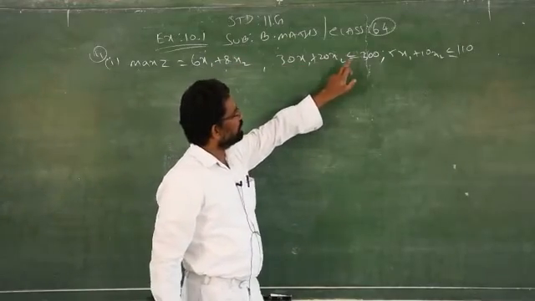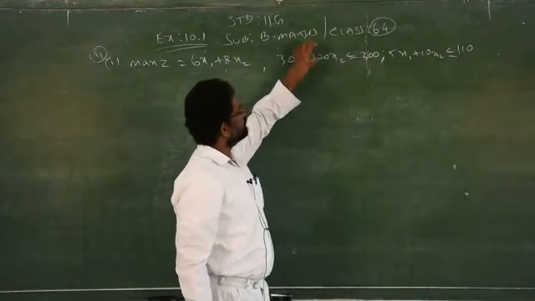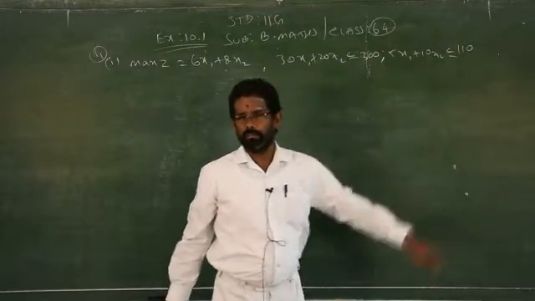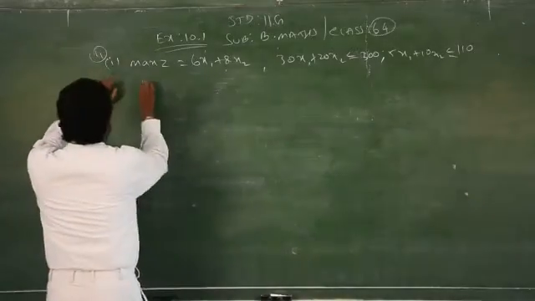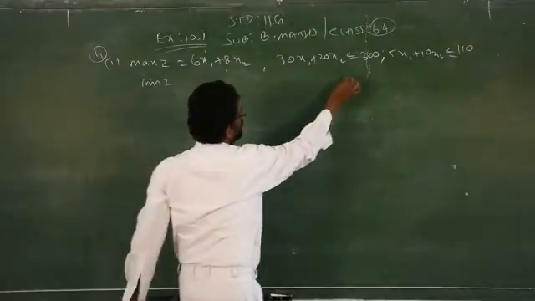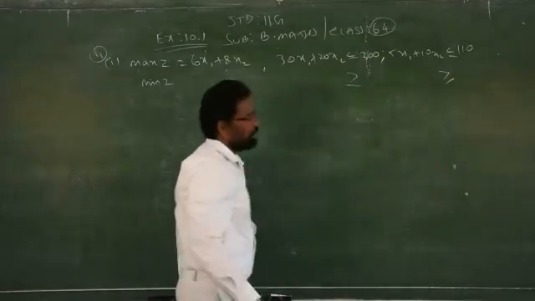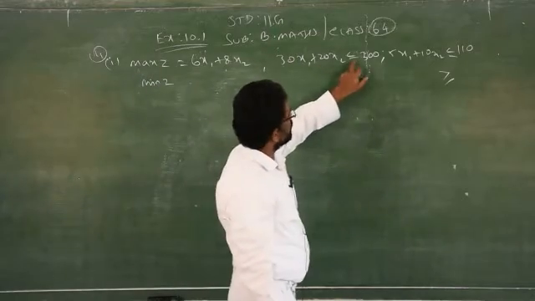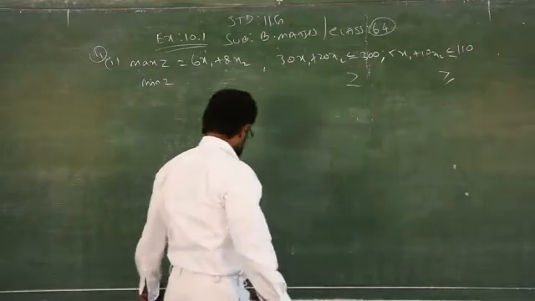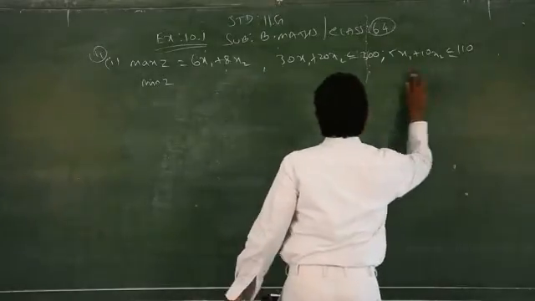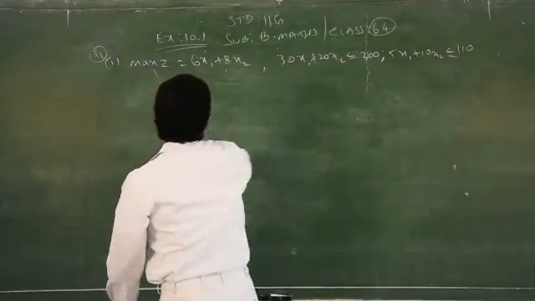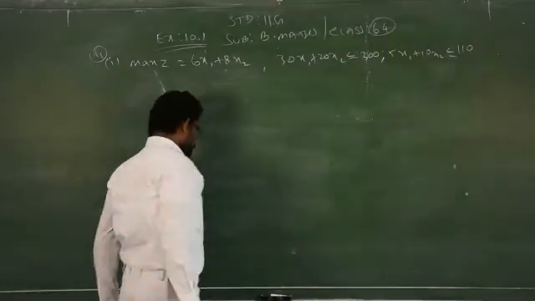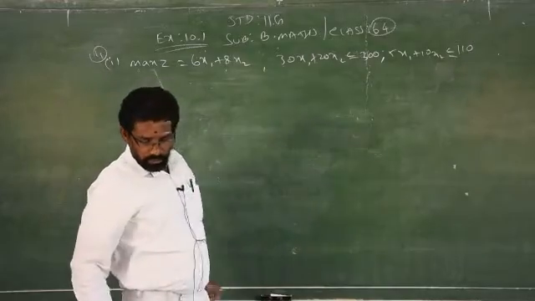Boys, listen. If you want to maximize the profit, the constraints consist only of the less than or equal to inequality. If it is given minimum, the less than or equal to symbol changes into greater than or equal to. If maximum has the greater than or equal to symbol, your answer is wrong. If it is maximum, you will get only less than or equal to; if it is minimum, you will get greater than or equal to for the constraints.